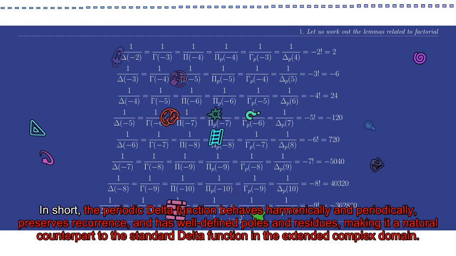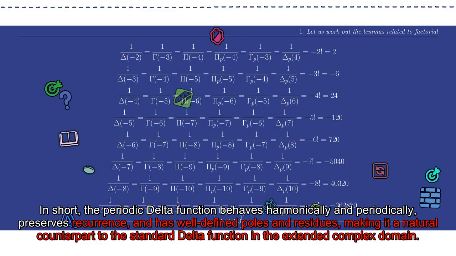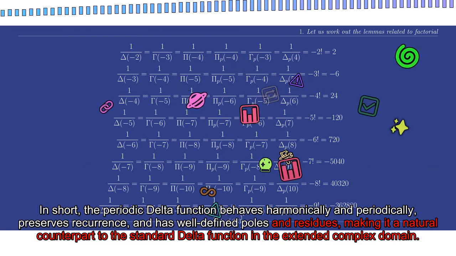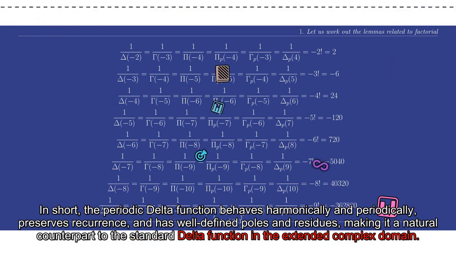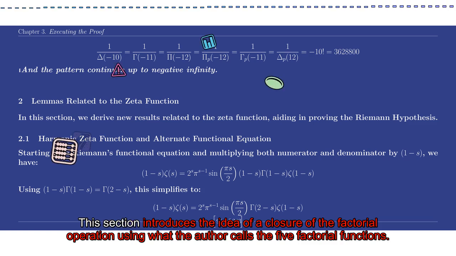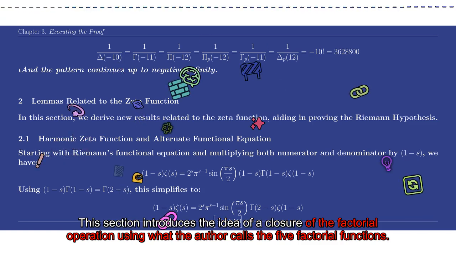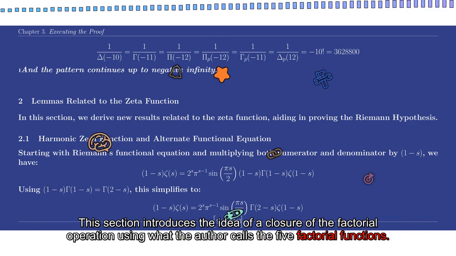In short, the periodic delta function behaves harmonically and periodically, preserves recurrence, and has well-defined poles and residues, making it a natural counterpart to the standard delta function in the extended complex domain. This section introduces the idea of a closure of the factorial operation using what the author calls the 5 factorial functions.